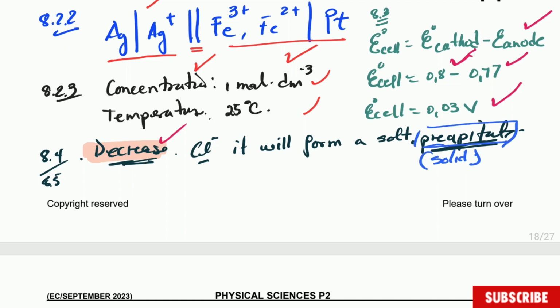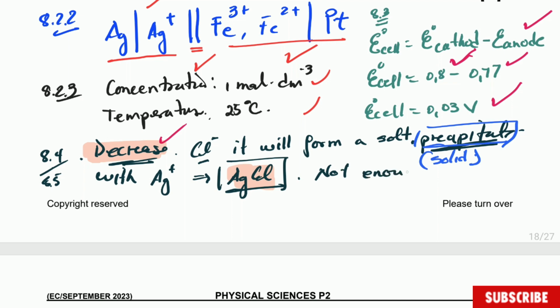It forms a precipitate with silver, with Ag+. So it will form AgCl. This is the precipitate that is going to be formed in this specific point. All right. So now, what is going to happen? There will be not enough electrolyte in the half cell. Not enough electrolyte in the half cell.